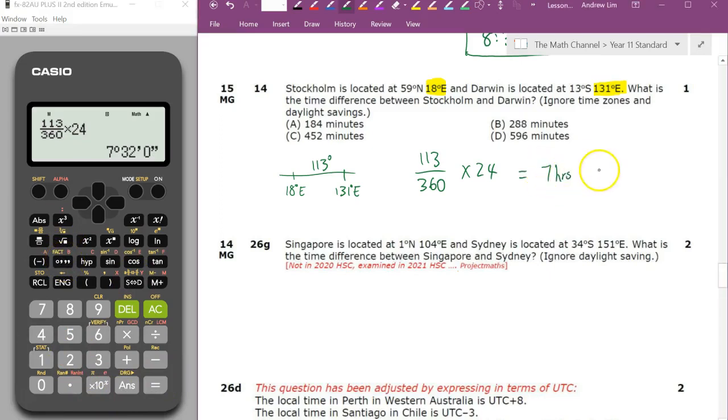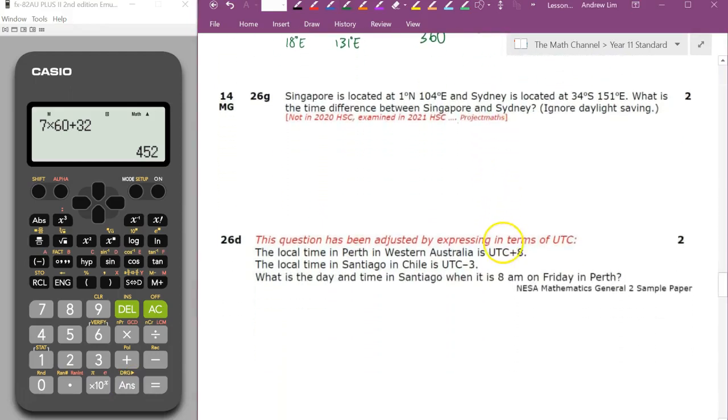7 hours, 32 minutes. Okay, so we just press this degrees, minutes, seconds button, or the bubble button as I would like to call it. And so now we can see that all of these answers are in minutes. So we know there's 60 minutes in an hour. I'm just going to do 7 times 60 plus my 32. 452. Let's see. Alright, next one, Singapore. Why don't you pause the video, have a go with both of these.